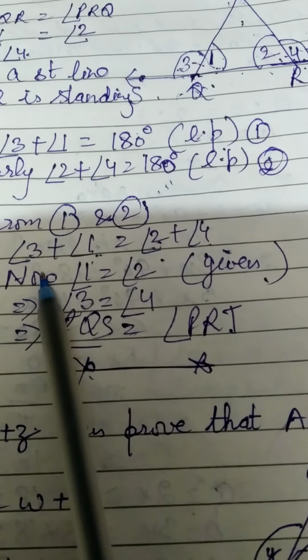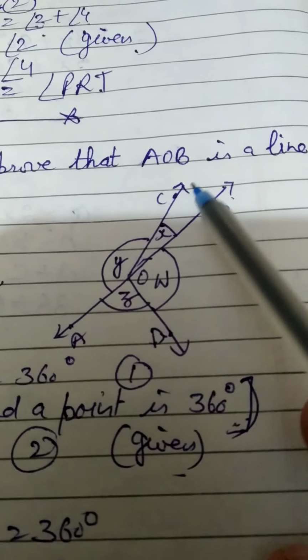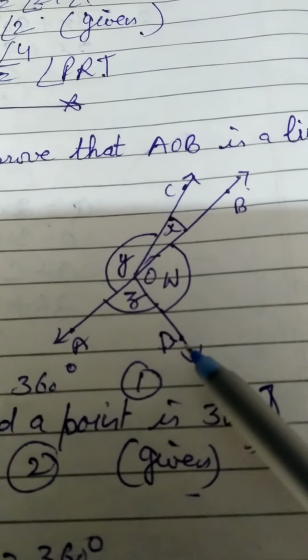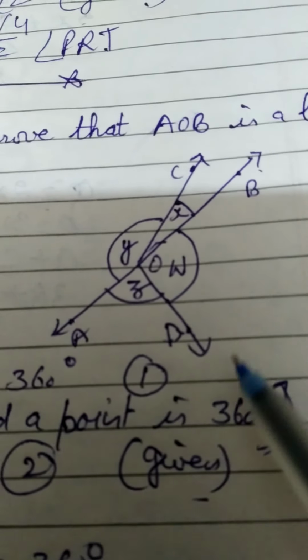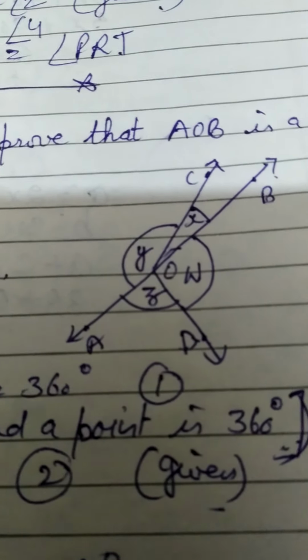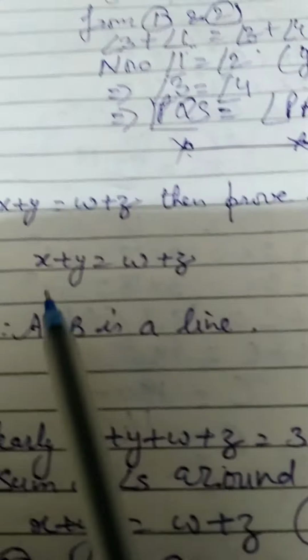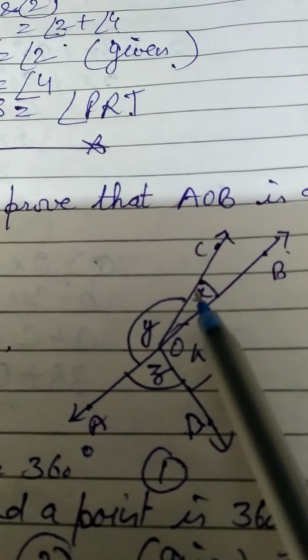The next question is question number 4. If x plus y is equal to w plus z in the given figure. See here the figure is given. This AB is a straight line, OC is standing on it, and OD is standing on it. Now angle BOC is x, angle AOC is y, angle BOD is w, and angle AOD is z. These angles are given. Now also given x plus y is equal to w plus z.